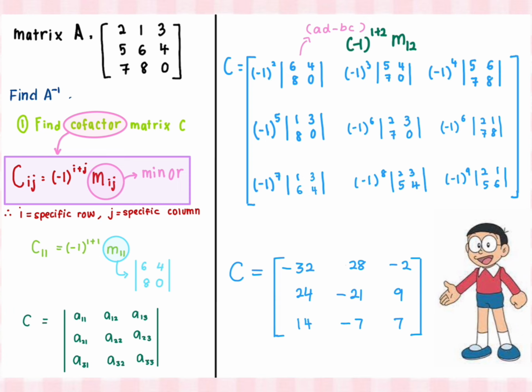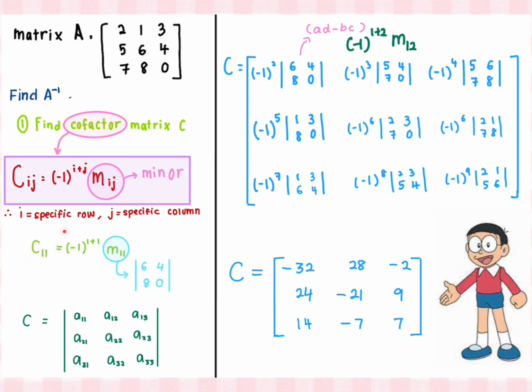First things first, we need to find the cofactor by using this formula, where i refers to the specific row and j refers to the specific column of the matrix, while M refers to the minor of the matrix. Now, let's say you would like to find the cofactor C11. C11 means you would like to find the cofactor of the first row and the first column. And what you need to do is substitute these values into this formula.